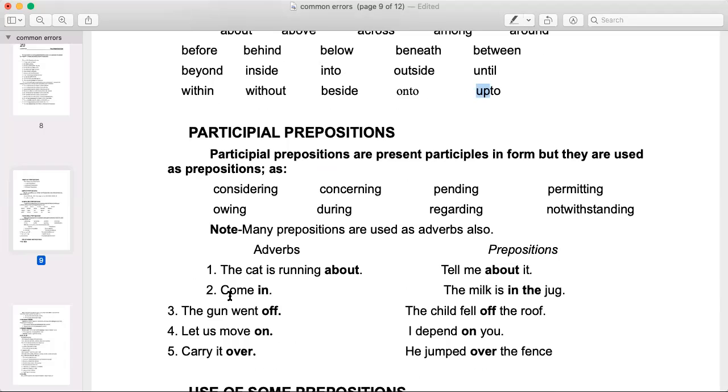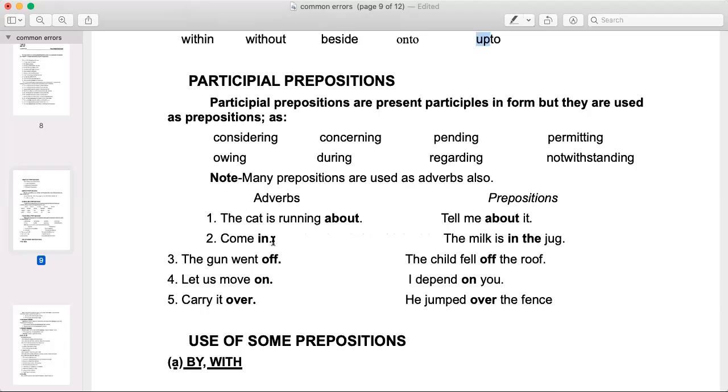There are many prepositions which are used as adverbs. Like in the first sentence, if we say the cat is running about, about we know is a preposition, but here it is being used as an adverb.